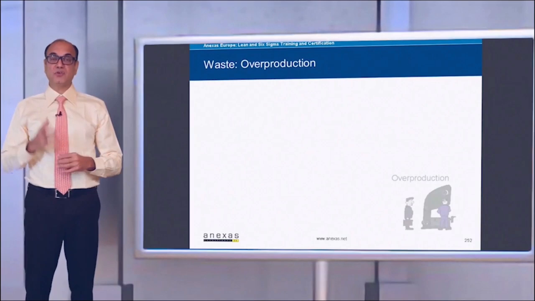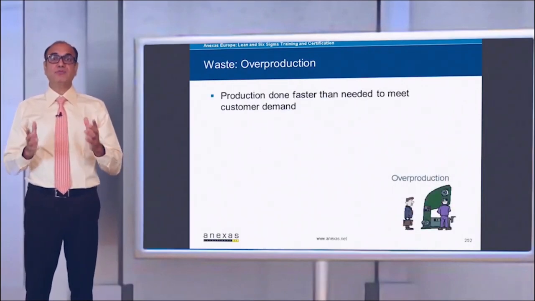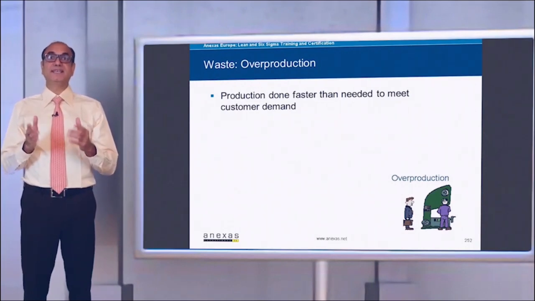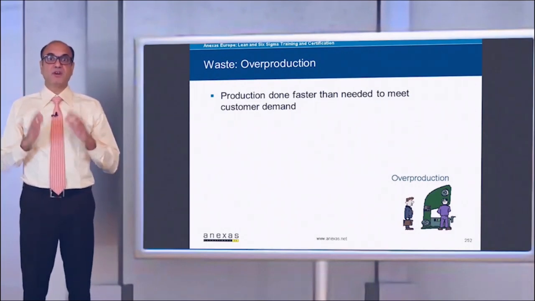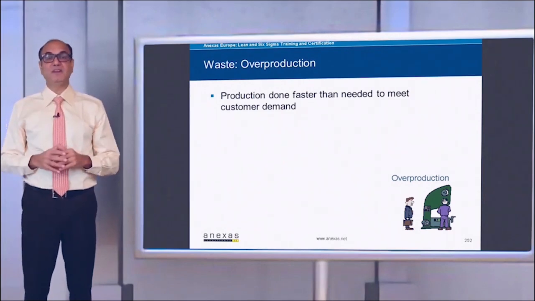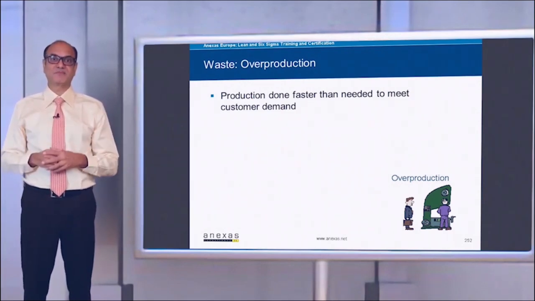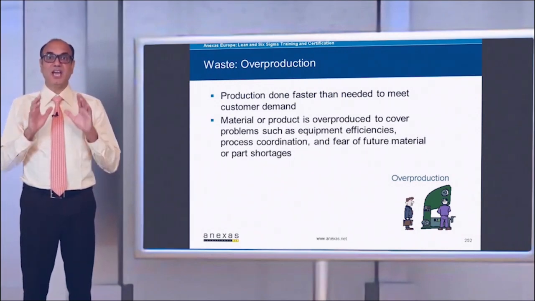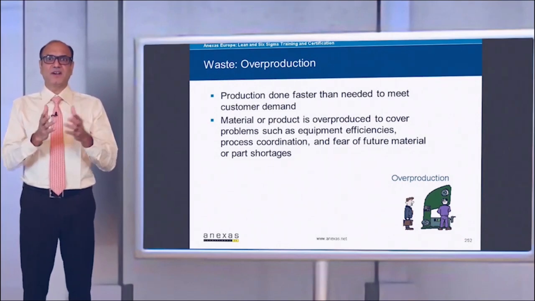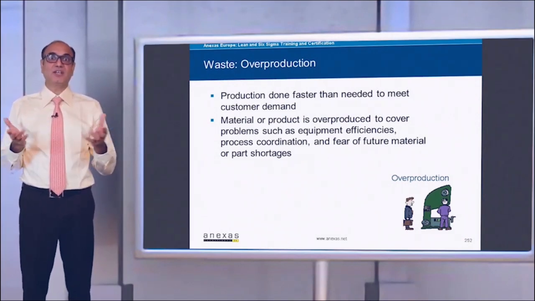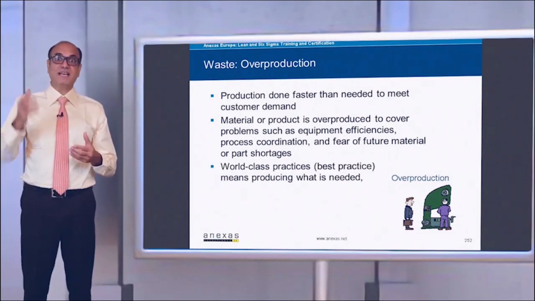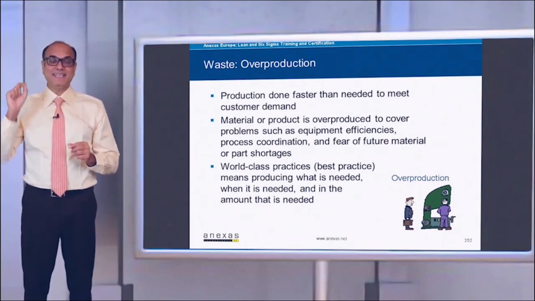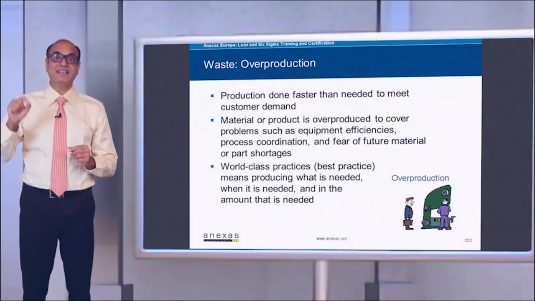The other type of waste is overproduction. Producing more than what is required. Producing more than the demand from the customer. Production done faster than needed to meet the customer demand is overproduction. Material or product is overproduced to cover problems such as equipment inefficiencies, process coordination, and fear of future material or part shortages.